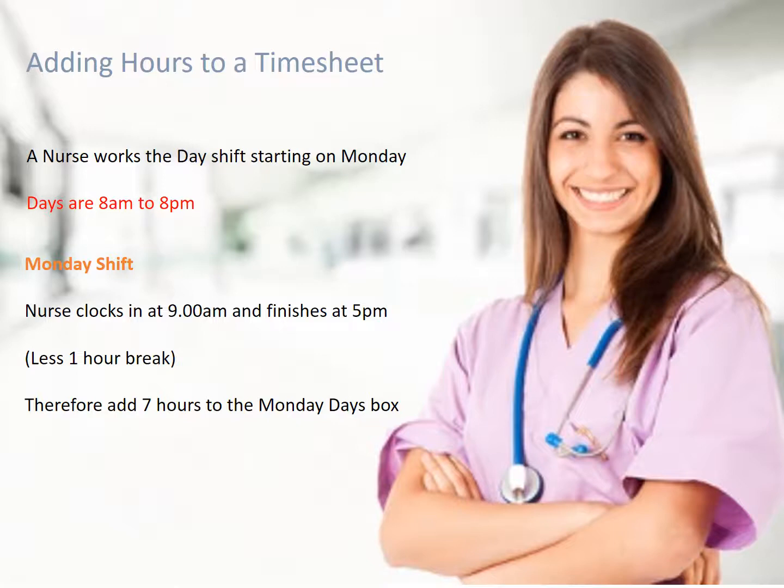For example, in this particular case, we've got a nurse that's working a Monday shift, and day rates are 8 a.m. to 8 p.m. We've got this nurse here that's clocked in at 9 and finished at 5, less an hour break. So that's 7 hours that candidate's worked on that particular day. So you just go in and add 7 hours into the Monday box. And again, for all the hours that candidate works for each day in a particular week.